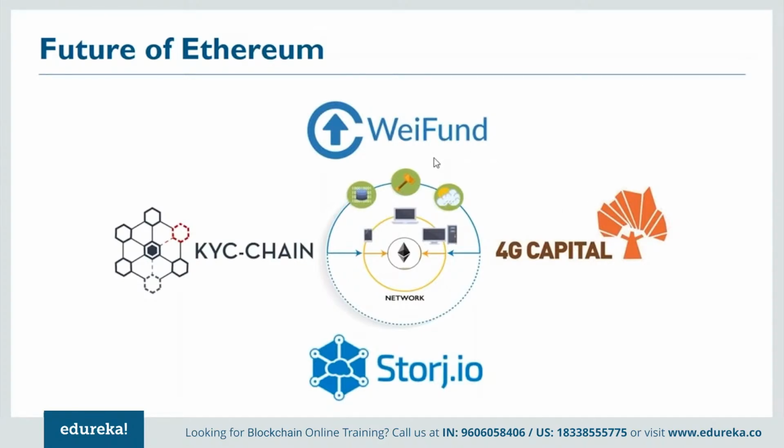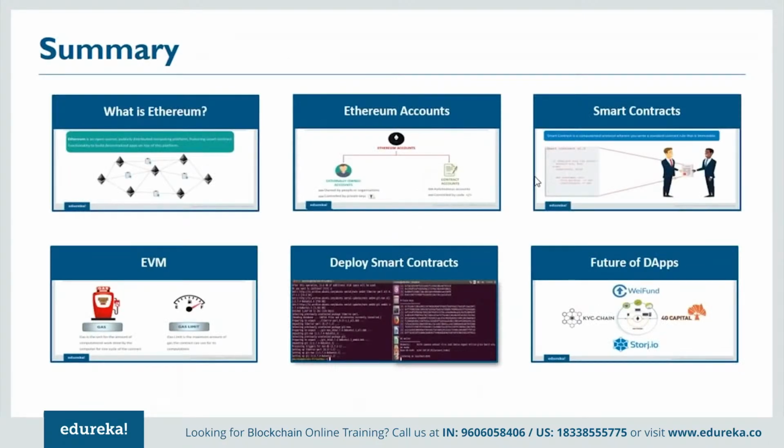And last but not the least, the KYC chain allows the users to maintain a private identity wallet that can be used to authenticate identification in finance and commerce settings. Guys, with this we come towards the end of our session. So let's summarize what we have learned in this tutorial. Now we know what Ethereum is and about the types of Ethereum accounts. We learned about smart contracts and the EVM. We also performed a practical demo on how to deploy smart contracts. And towards the end, we talked about the future of Ethereum.